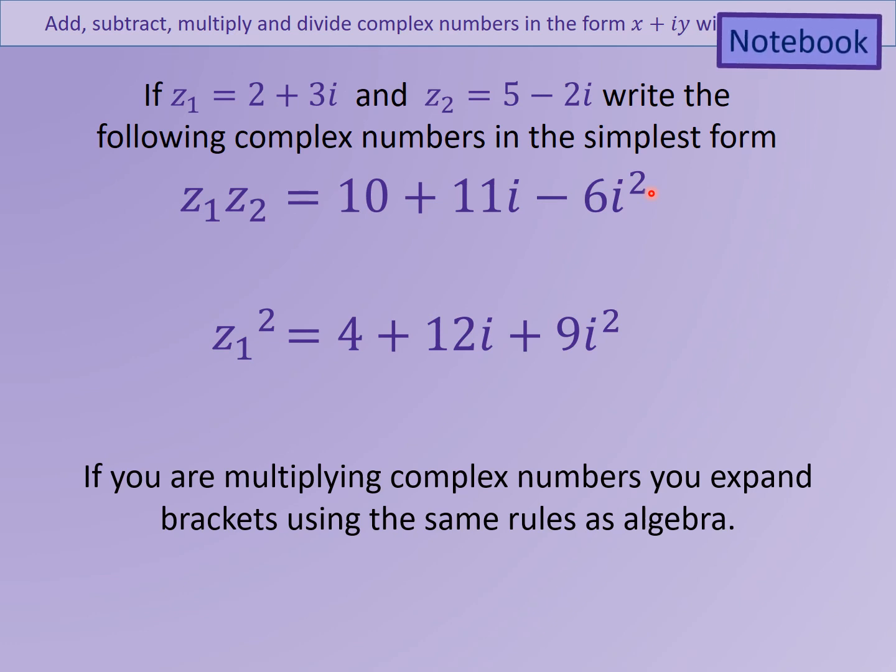Okay, this is what I mentioned a moment ago. So if you're multiplying complex numbers, you expand brackets using the same rules as algebra. And it's important now where we see this i squared, we know some extra information about this. So i squared is equal to i times i, which is the square root of minus 1 multiplied by the square root of minus 1, which is minus 1.